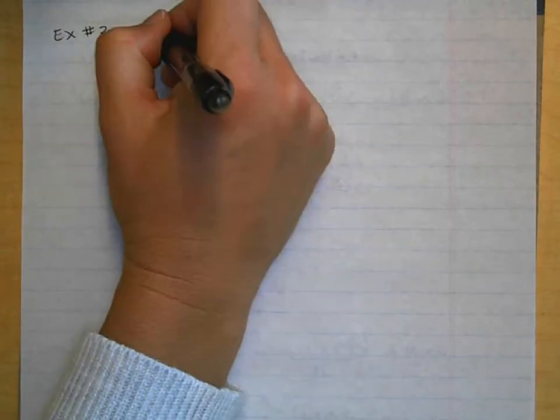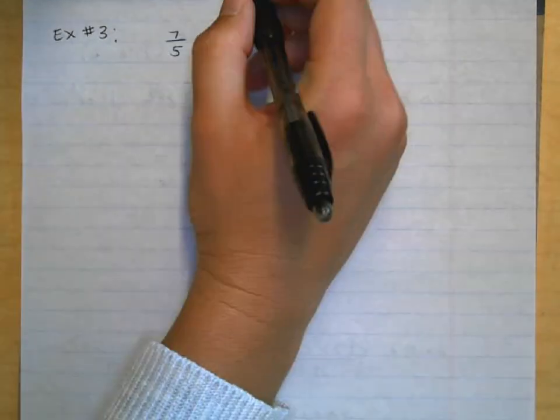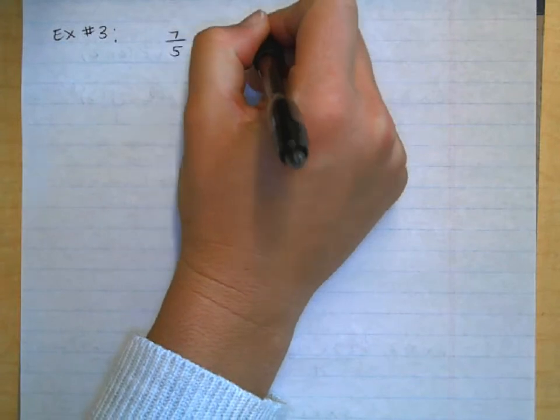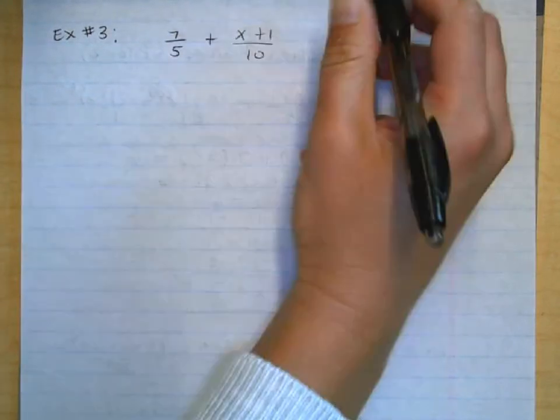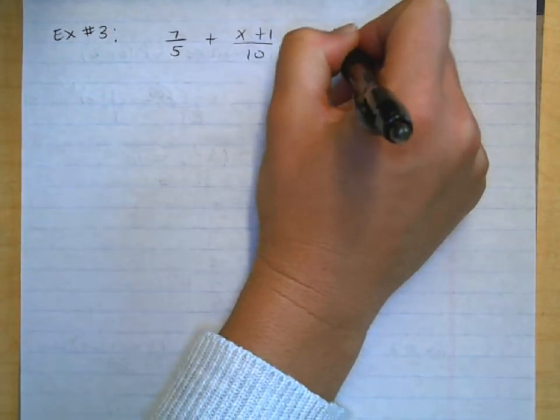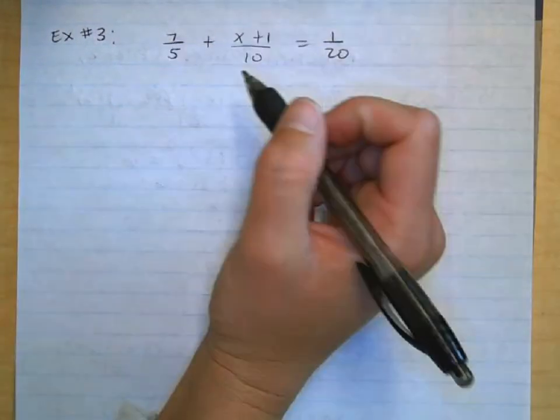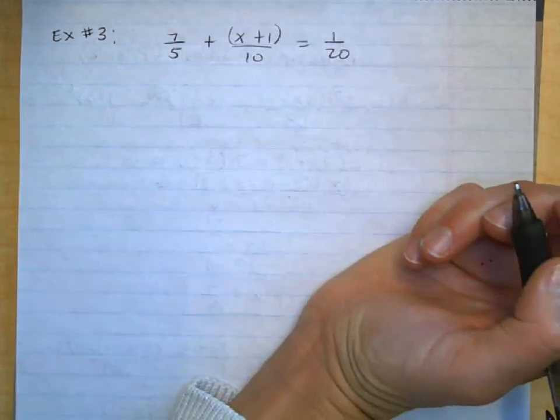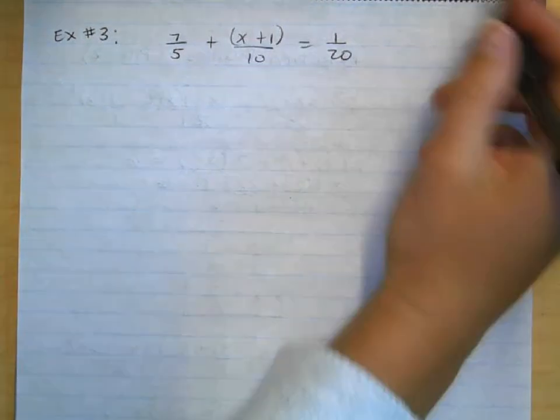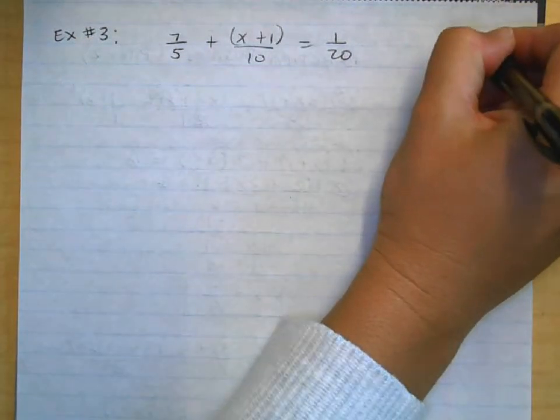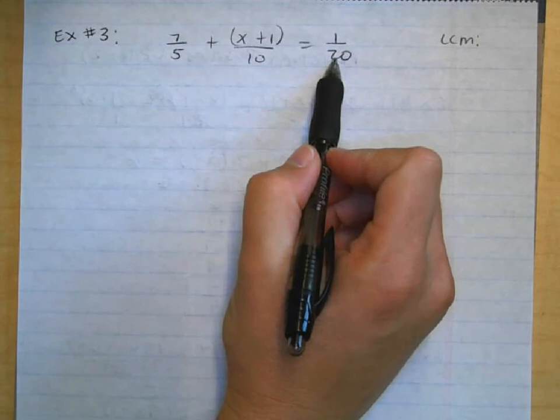And now our last example, number 3, we're going to go ahead and try to do. We have 7/5 plus x plus 1 over 10 equals 1 over 20. So again, go through, put parentheses around the things that have 2 terms on them, and then we're going to figure out our LCM. We go to the highest number, which is 20.